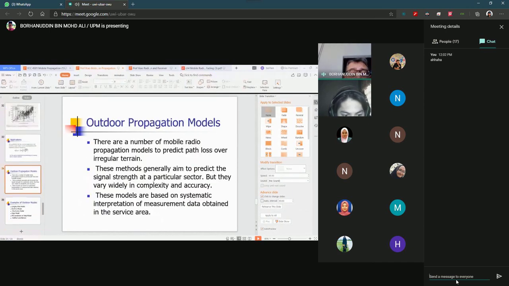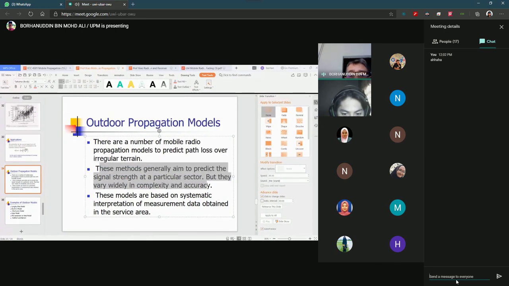Okay, outdoor propagation models. Just now we mentioned outdoor also, but there are a number of mobile radio propagation models to predict path loss over irregular terrain. Irregular terrain is like mountains, trees, even sea, lake, and so on. This method aims to predict the signal strength at a particular sector, but varies widely in complexity and accuracy. So there are many methods. People have been doing it for so long, but some of them are not so accurate, but they have some correction factors.